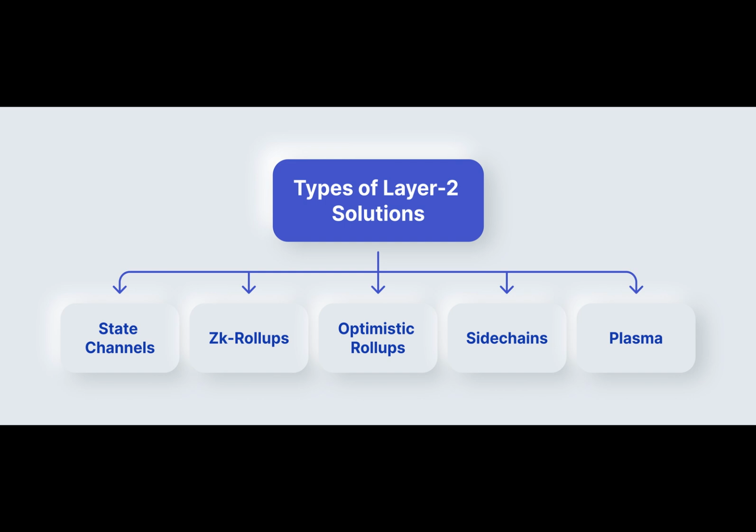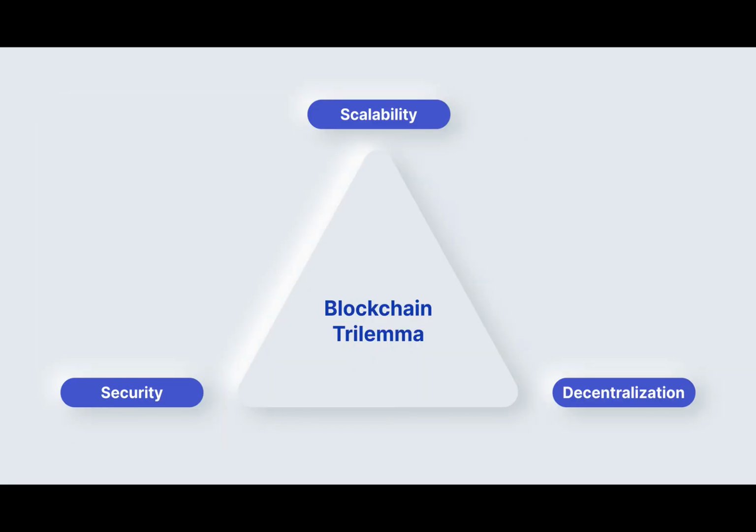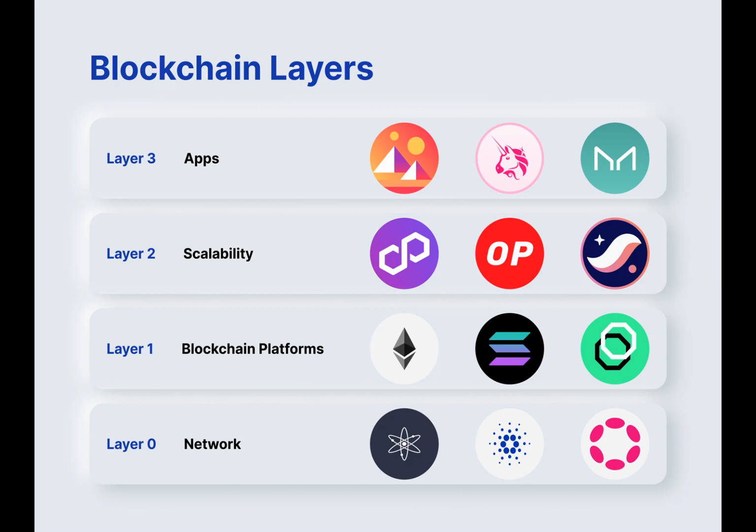Layer 1 solutions directly modify the fundamentals of the underlying blockchains to improve scalability. Layer 2 solutions build over existing blockchains to offload transactions and increase network throughput. Different types of scaling methods serve specific use cases and niches, contributing to the overall scalability of the system. Before diving into the differences between these two scaling methods, we need to understand the blockchain layers.